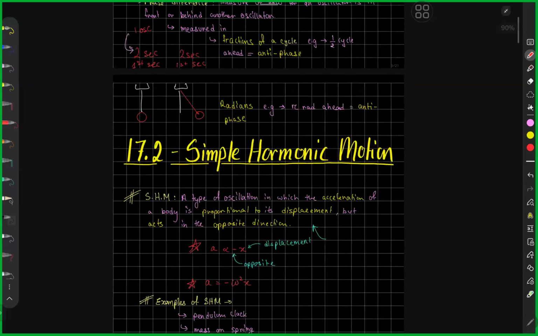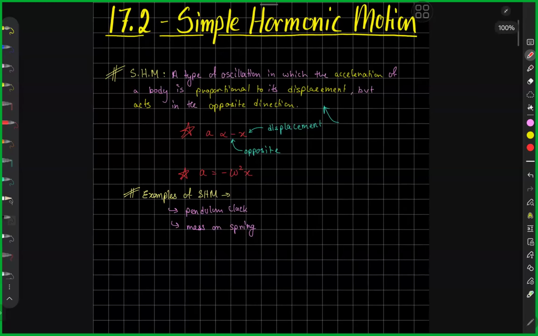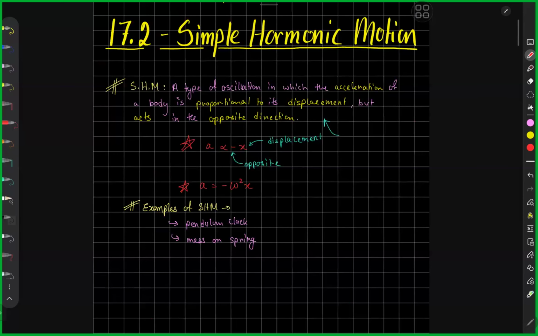Now, simple harmonic motion. The most important and the exact topic you guys are going to study. This is everything. If you understand this, your life gets easier. Simple harmonic motion is a type of oscillation in which the acceleration of a body is proportional to its displacement but acts in the opposite direction. Wow. Quite the long definition and a lot of important keywords. But if I turn this into a formula, what is it?